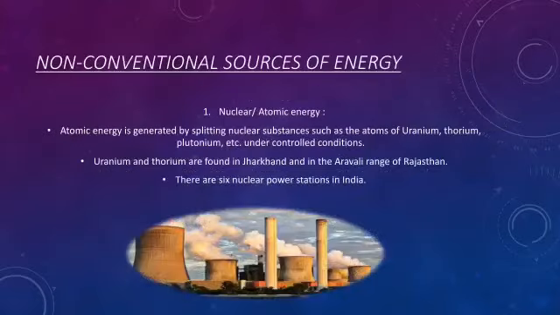Now we'll go with the examples of non-conventional sources of energy. Number 1, nuclear or atomic energy. Atomic energy is generated by splitting nuclear substances such as the atoms of uranium, thorium, plutonium, and so on under controlled conditions. Uranium and thorium are found in Jharkhand and in the Aravalli range of Rajasthan. There are 6 nuclear power stations in India.